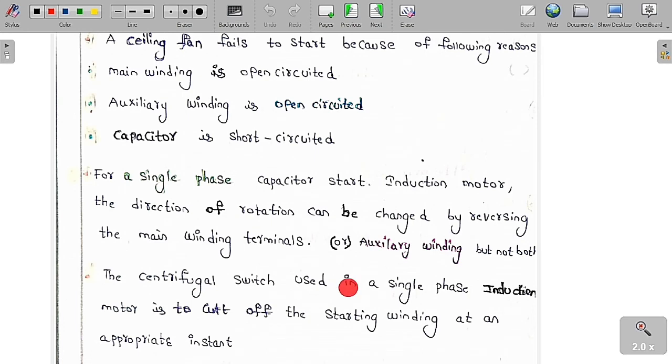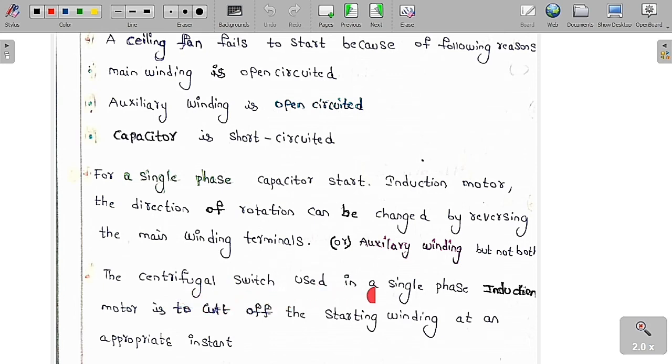The centrifugal switch used in a single phase induction motor is to cut off the starting winding at an appropriate instant. I have already told you the centrifugal switch is basically a speed sensitive switch. Whenever the speed reaches around 70 to 80% of the rated speed, the centrifugal switch should operate and open circuit, removing the starting winding or the auxiliary winding from the circuit. Therefore, it now acts like a purely single phase induction motor.